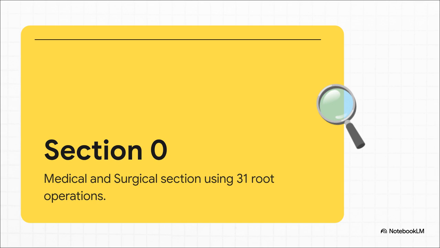I do want to specifically highlight Section 0 for a second, the medical and surgical section. This is by far the largest section of the entire code set. It is where you are going to spend the vast majority of your time as a clinical inpatient coder. Every code here starts with a 0, and to master this section, you're going to need to learn the definitions of 31 distinct root operations, ranging from alteration all the way to transplantation. But don't worry, we'll be covering all 31 of those in deep detail in our upcoming classes.